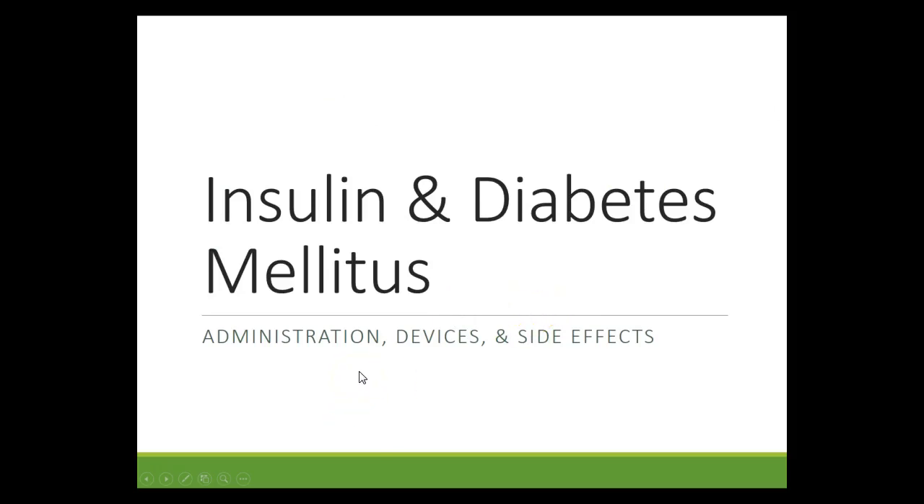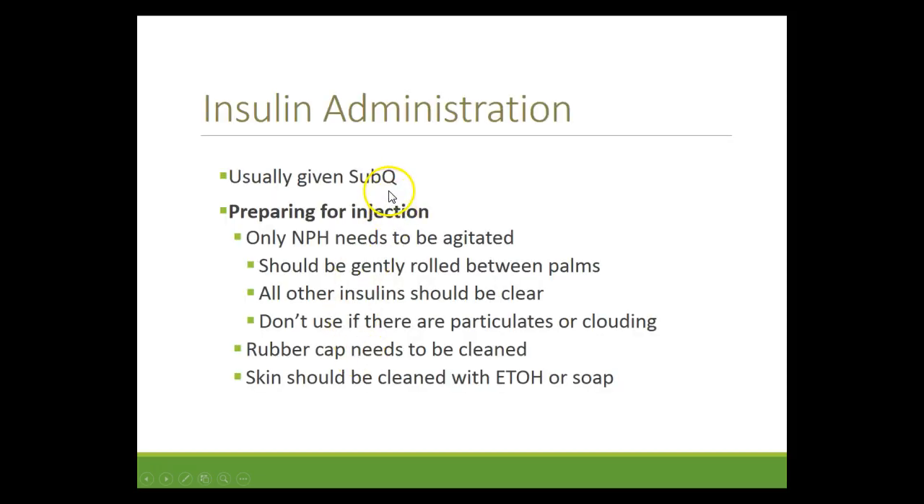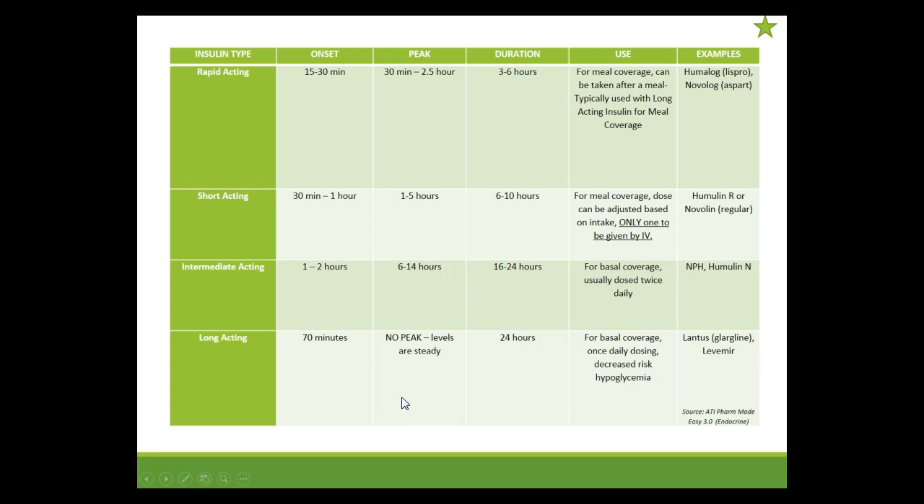Insulin and diabetes, administering the devices and side effects. Usually given sub-Q. So when we look at insulin, only NPH needs to be agitated, rolled in the palms. Others should be clear. If it is cloudy or has crystals in it, it should be discarded. The rubber cap needs to be cleaned, and the skin should be prepped with alcohol or soap. Know your onsets, peaks, durations, and uses, and the different types of insulins. This is a great chart, print it up, love it, learn it.